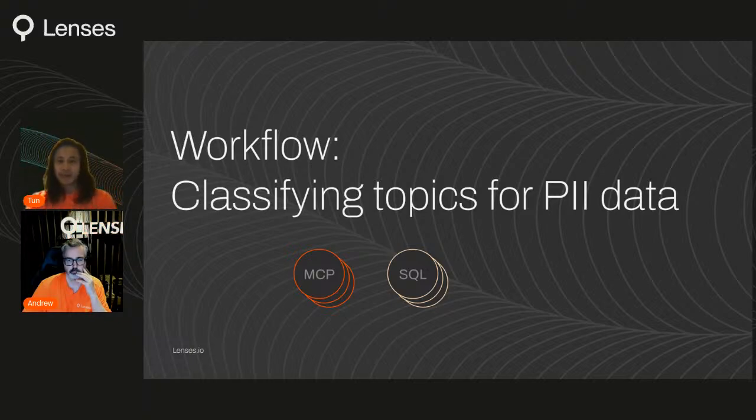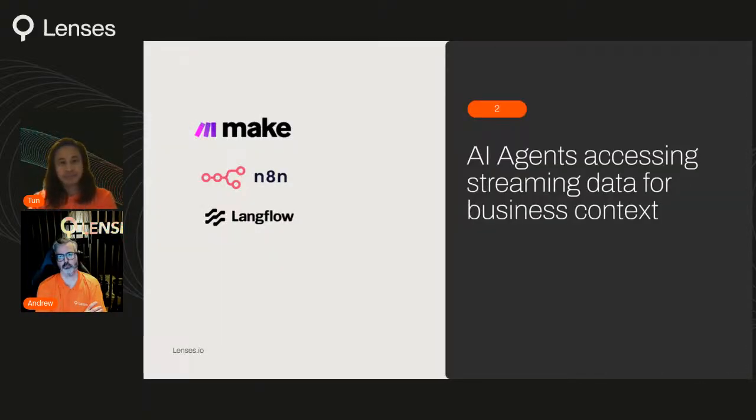Okay, so now I've just shown you the classifying topics. If we go into the next slide, I'll go into the second workflow. This one's more around AI agents. Now that you're able to use the LLM and the Lenses MCP server to get real-time context as you're developing these streaming applications and streaming pipelines, what you can do next is build out these AI agents that will take in that streaming data as business context.